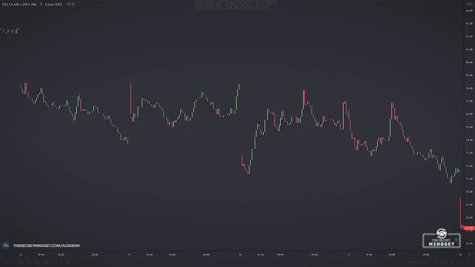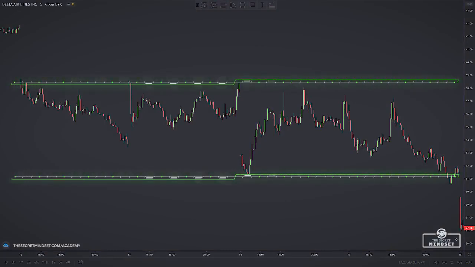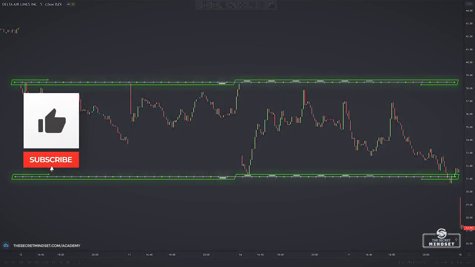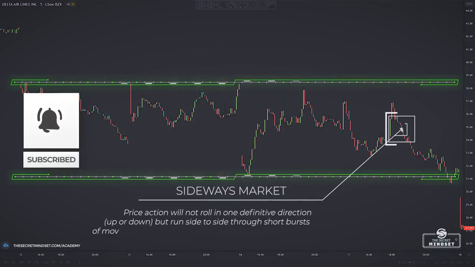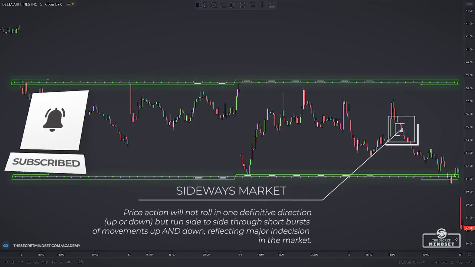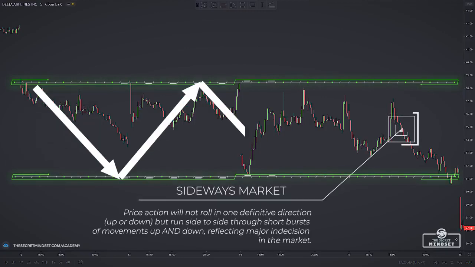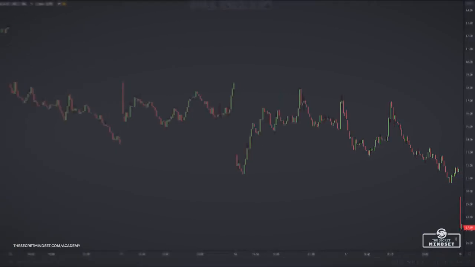This step seems intuitive and obvious, but is often ignored by traders. A sideways market is obviously one where price action will not roll into one definitive direction, up or down, but run side to side through short bursts of movements up and down, reflecting major indecision in the market.